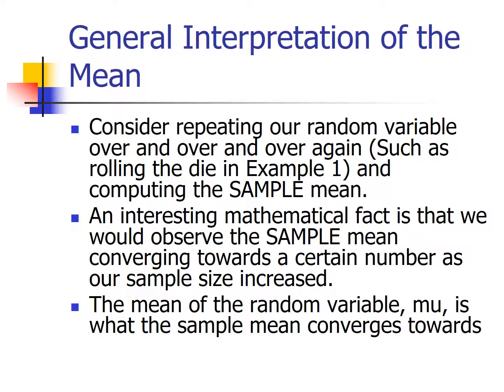By the way, this is very analogous to the idea of relative frequency that we talked about before. It's essentially the same thing as saying that if you repeat a phenomenon over and over and over again and look at the proportion of times that some characteristic is satisfied, that relative frequency converges to the true probability. It's really the same as saying that the sample mean for a random variable converges to the true mean of the random variable.